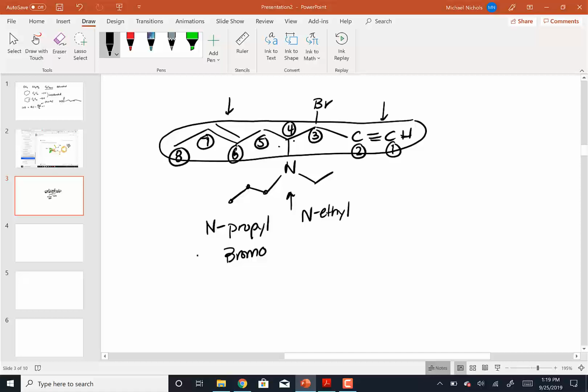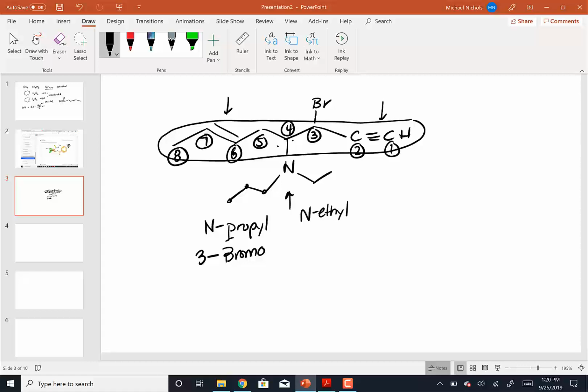So, what do I have? I have a 3-bromo, an N-propyl, and an N-ethyl group as my substituents. So, alphabetizing them on B, E, and P, those are going to be how I'm going to alphabetize. So let's go ahead and write that out then. 3-bromo, N-ethyl, N-propyl.